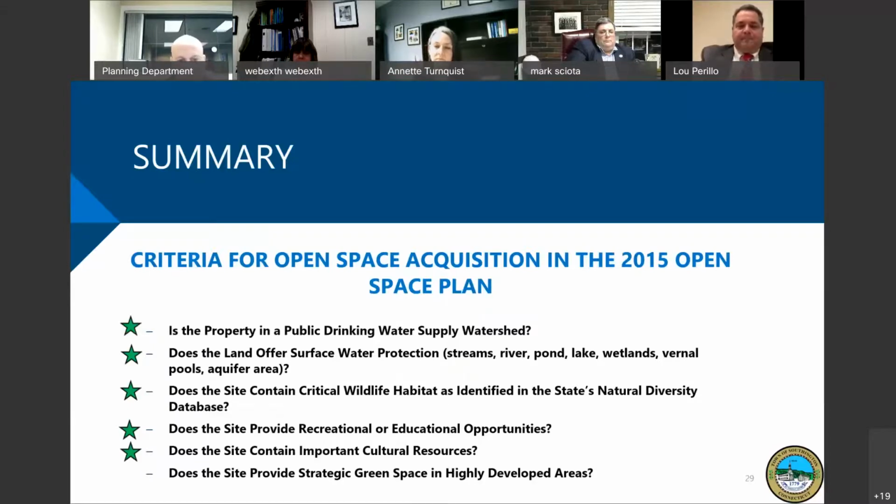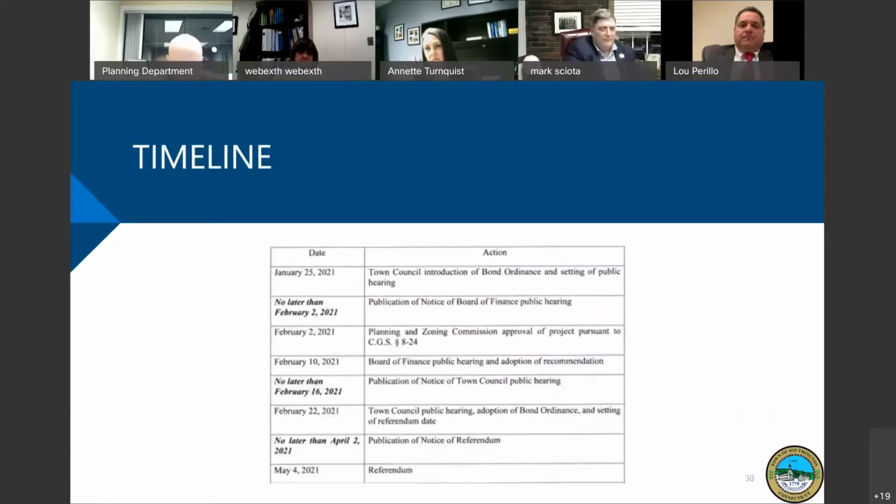Does the site provide strategic green space in highly developed areas? Obviously, this is one of the largest, if one of two, I believe, largest undeveloped residentially zoned properties in the town. So certainly not taking this opportunity right now means that it could potentially be lost forever, and you have less opportunities moving forward. So with that said, here's a timeline. I'm going to turn it back over to Mark Schota, the town manager, to discuss the timeline moving forward.